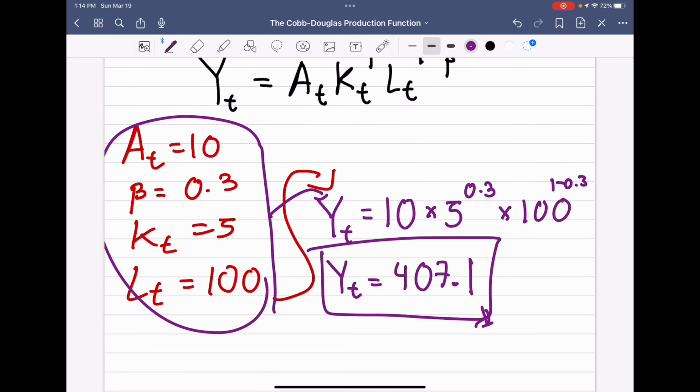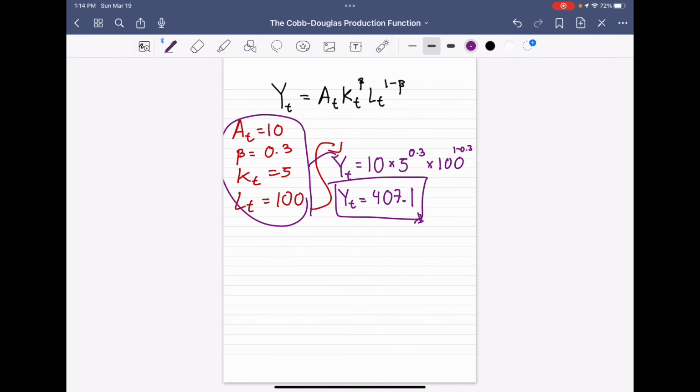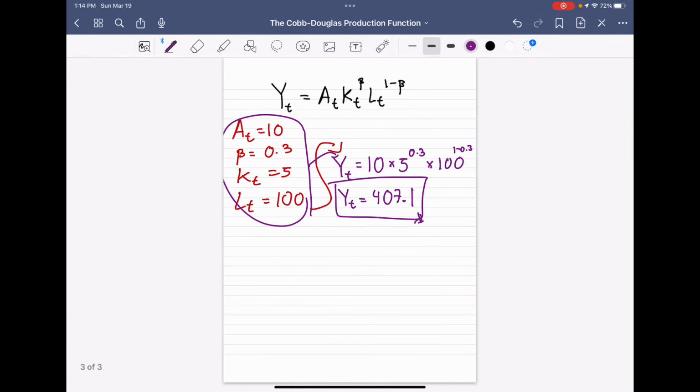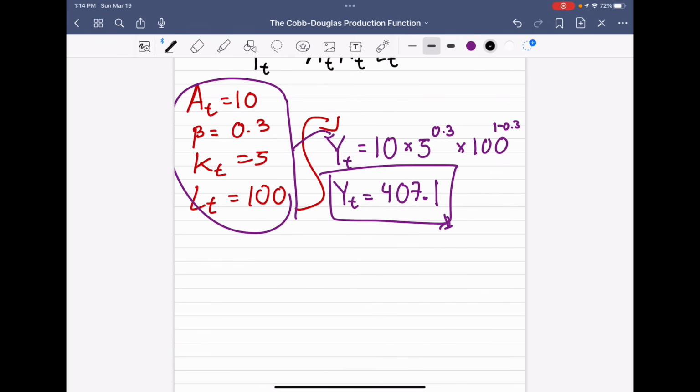So that is what the Cobb-Douglas production function is, the variables defined, and how it works. The Cobb-Douglas production function has certain properties, and one of the most famous properties is constant returns to scale. In order to know more about this very important property, watch the next video about constant returns to scale.